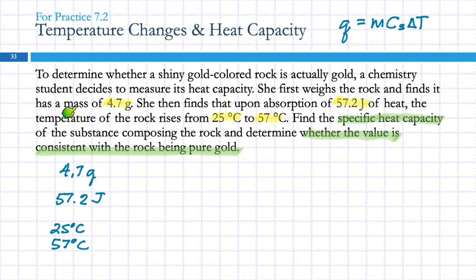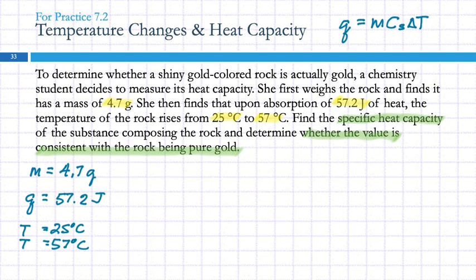So this says mass of 4.7 grams, and the unit gram should also clue us in that this is the mass. So I'm going to label that M. And it absorbs this much heat. So what letter goes with this one? 57.2. Q. Q. Mm-hmm. And then these guys are temperatures, right? So that's a temperature, and this is a temperature. But in the equation, we need delta T.